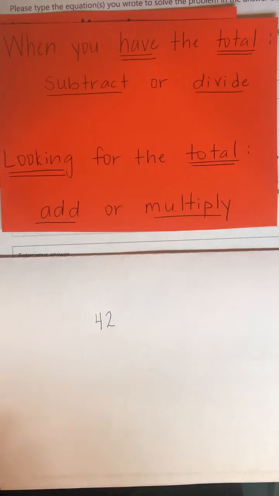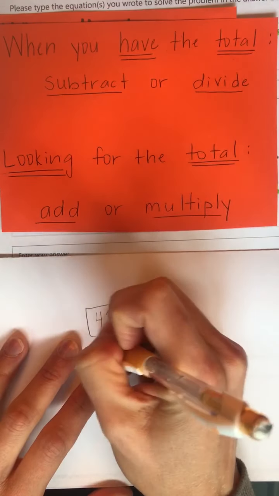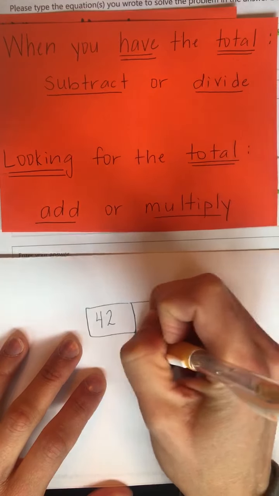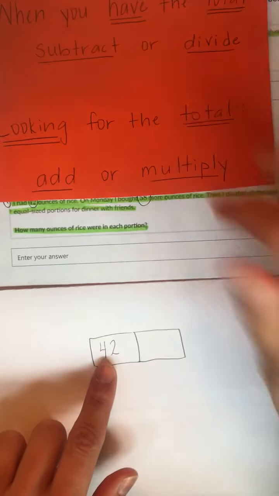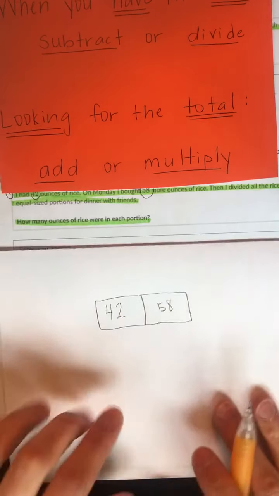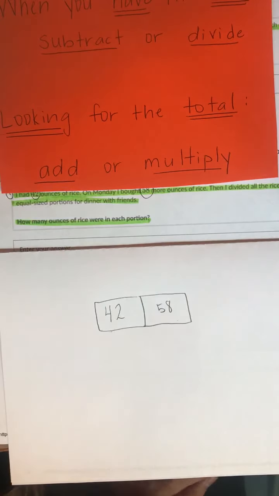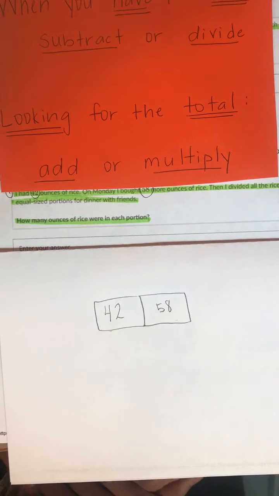So we have to decide, do we add these numbers together, or do we multiply? Well, let's think about it. We had 42 ounces and we bought 58 more ounces. Remember, you multiply when you're adding the same numbers over and over again. Do we have the same numbers here?